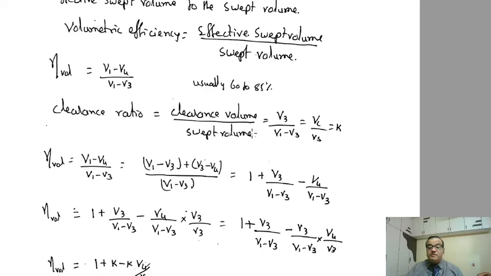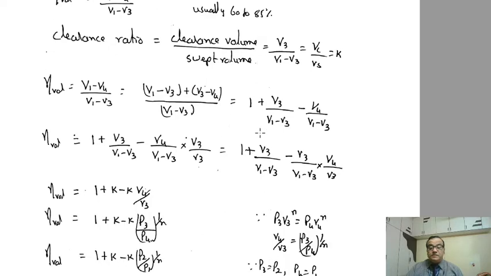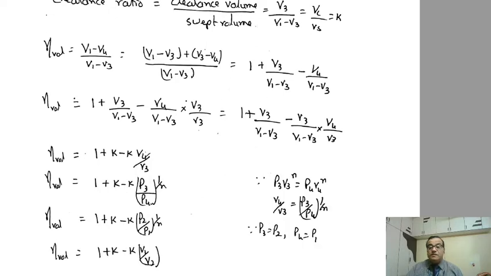You can see here, what is V3 by V1 minus V3? It is K. So that's what I substitute. So 1 plus K minus K into V4 by V3. What is V4 by V3? We know that P3 V3 to the power of n is equal to P4 V4 to the power of n, because it's a polytropic process.